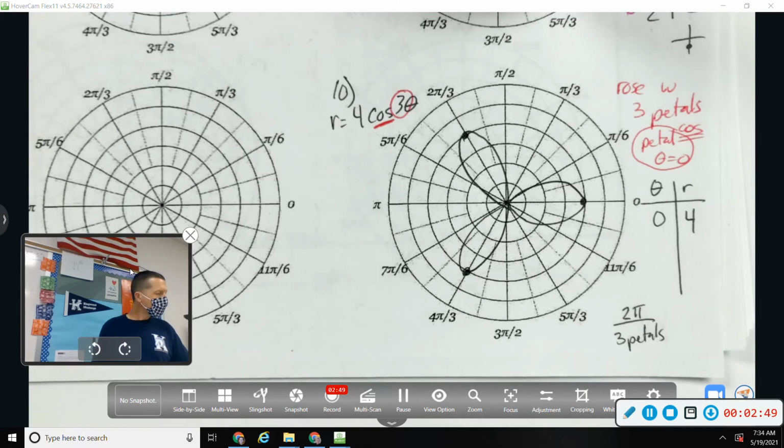Shall we do a limaçon? Like 16 or 18. Let's do 18.